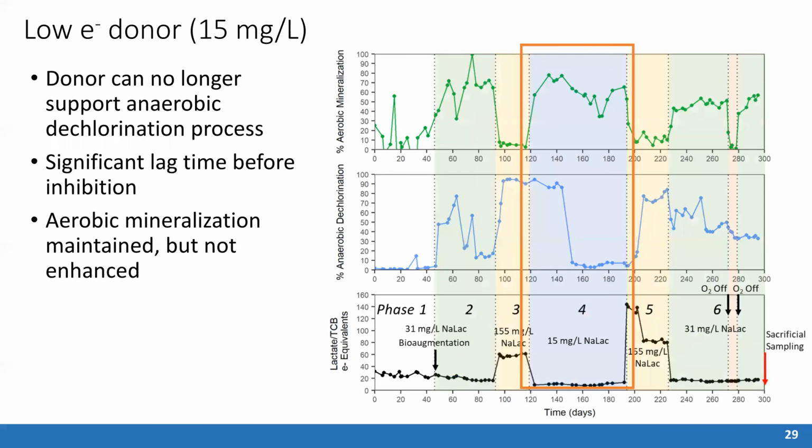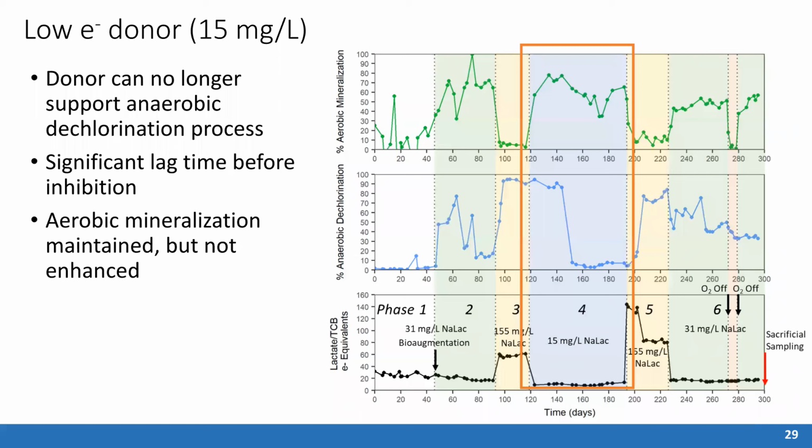Then we looked at the other extreme, which is a very low electron donor. So this is below stoichiometry, or maybe right at stoichiometry for the degradation of trichlorobenzene, but there's various competing reactions going on. And so when you drop the lactate down to very low concentrations, what happens is it takes a little while for the column to adjust. So it was working well for dechlorination, the blue line, but then after 20 or 30 days, it drops, and essentially we have no dechlorination anymore.